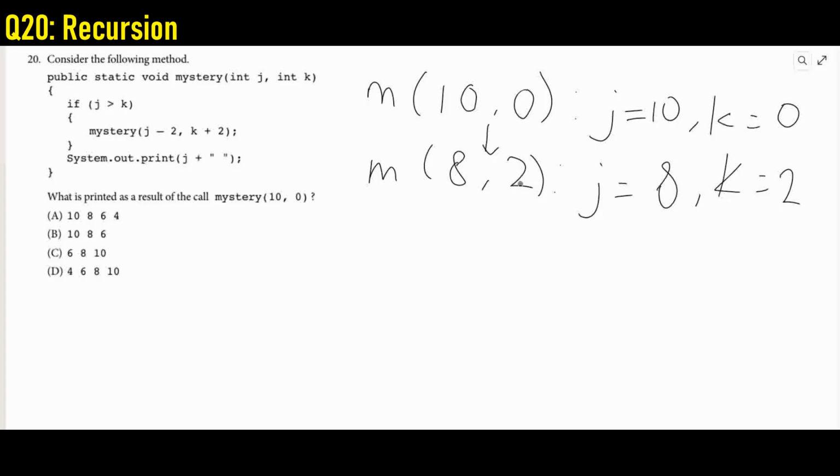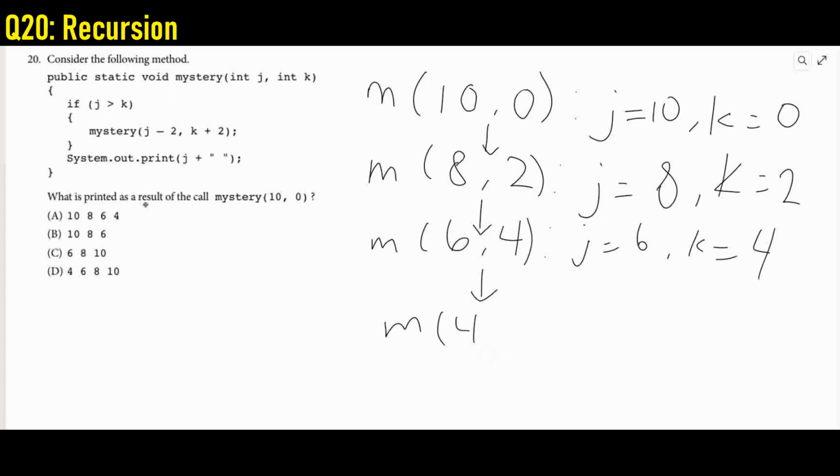And so with this mystery call, 8 is greater than 2. And so we're going to call mystery j minus 2, which is 6, and then k plus 2, which is 4. And so with this call, 6 is greater than 4. And so we're going to call mystery yet again j minus 2, which is 4, k plus 2 is 6.